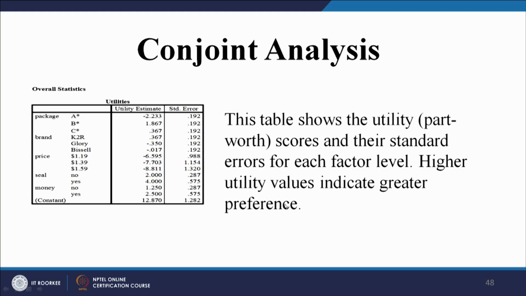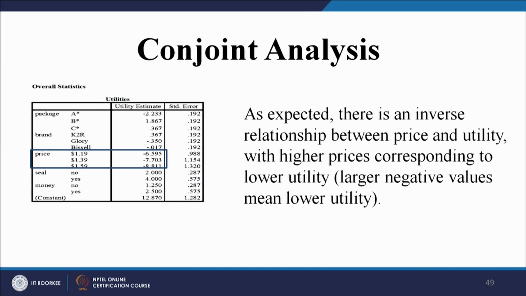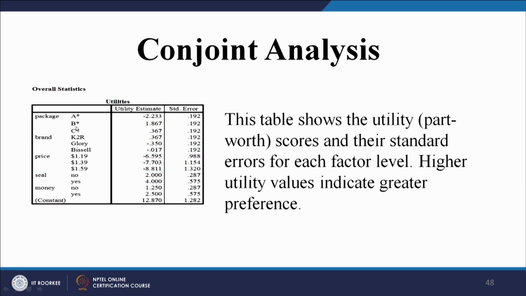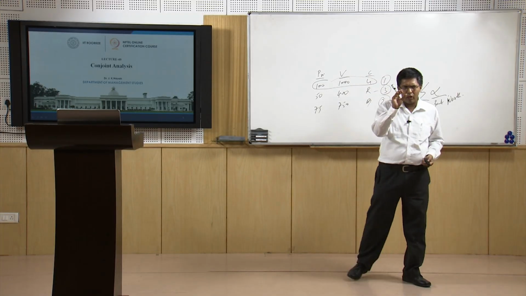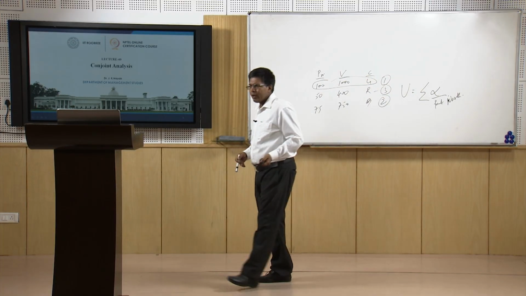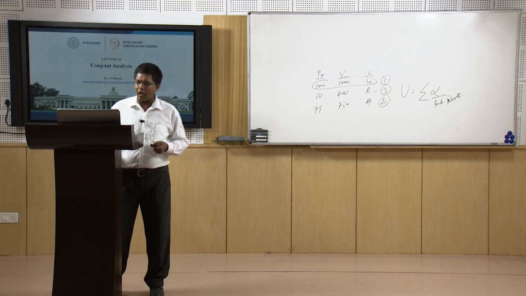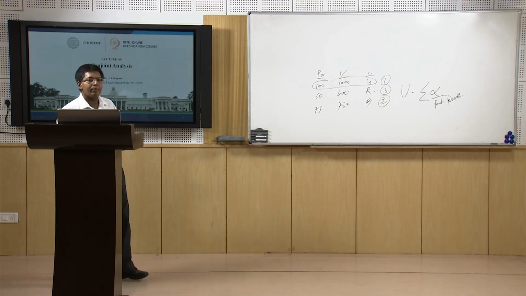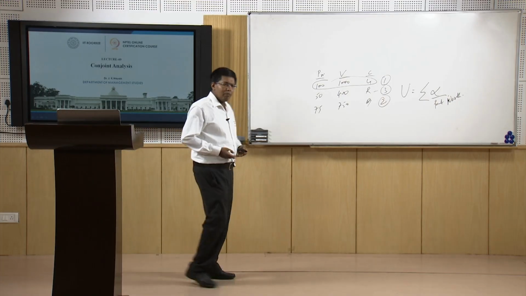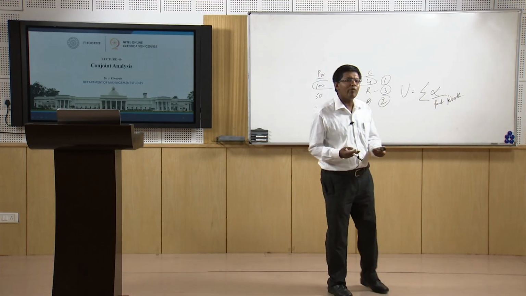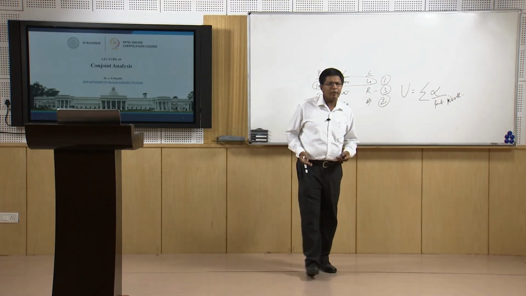Suppose, for example, let us say package A, price 1.39, and seal yes and yes. By putting in those values of the utility function, you can finally find a total value or a total score, and this score you can compare and say whether it is high or low. Higher utility values indicate greater preference, because obviously the more the utility, the more value people are finding in it. So the preference would be higher.